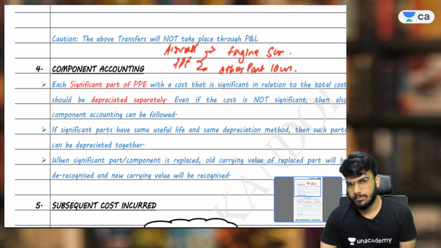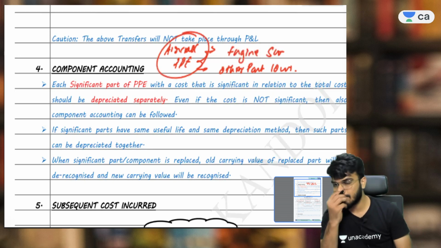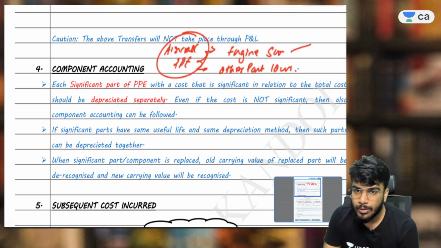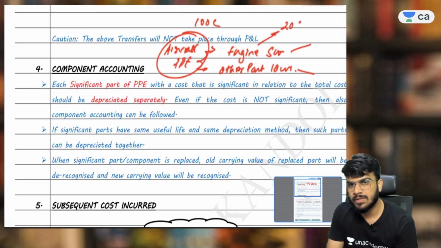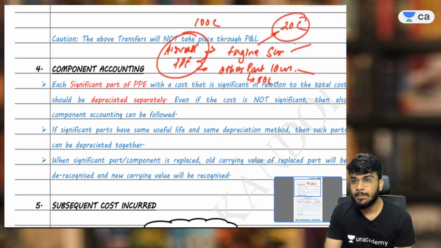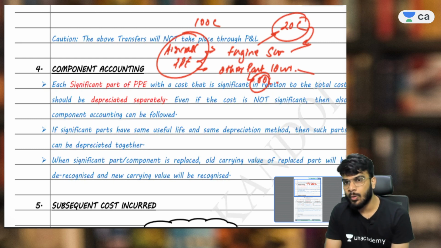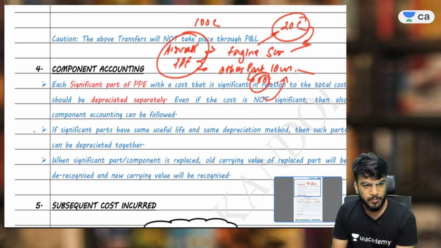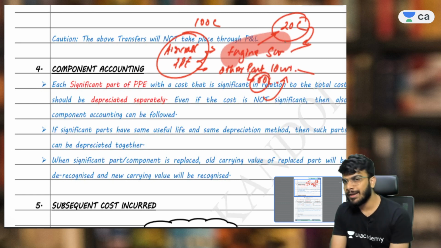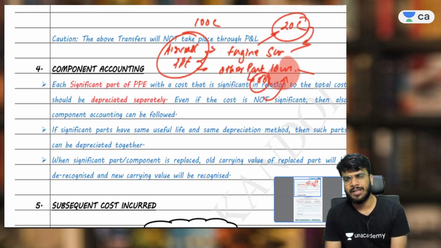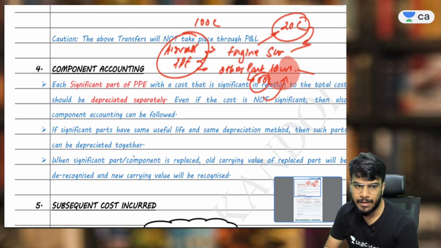So if you have a particular asset which has multiple components, you need to depreciate each component separately. Let's say, for example, the aircraft cost you 100 lakhs. Out of this, 20 lakhs was for the engine and 80 lakhs for the other parts. So these 20 lakhs will be depreciated over a period of 5 years. This 80 lakhs has to be depreciated over a period of 10 years. That is the first point. Second point, if you have multiple components with equal life, let's say the engine also had a life of 10 years, other parts also had a life of 10 years, then you need not depreciate separately. This is the second point.